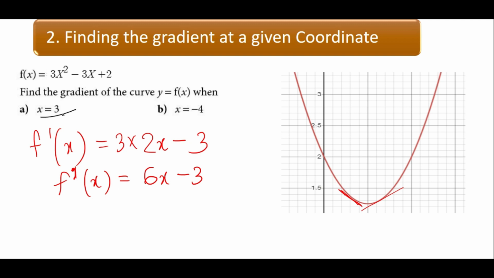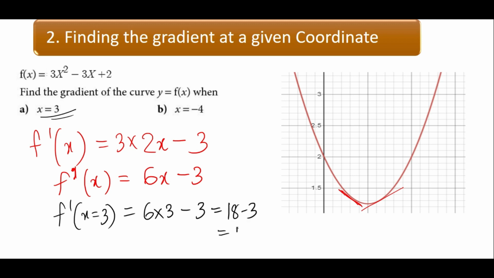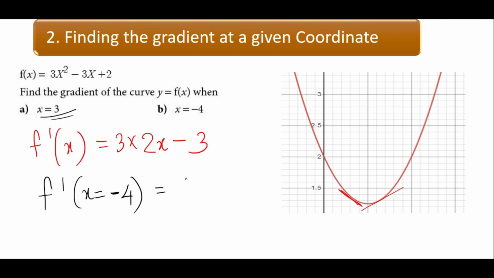Now the gradient when x is 3 will be f dash of 3, which is 6 times 3 minus 3, giving you 18 minus 3, which is 15. And when x is minus 4, 6 times negative 4 minus 3, which is going to be negative 24 minus 3, giving me a negative 27.